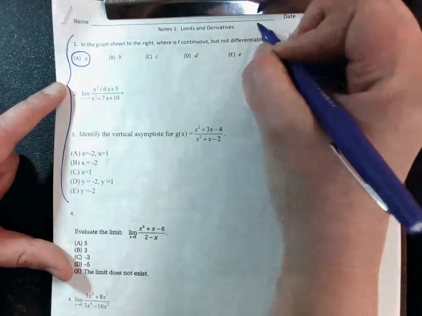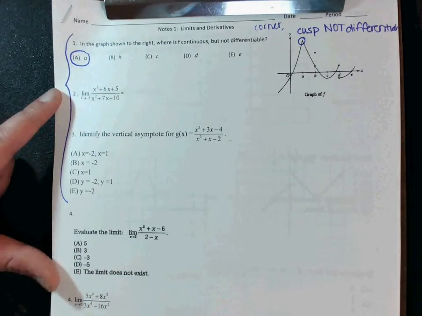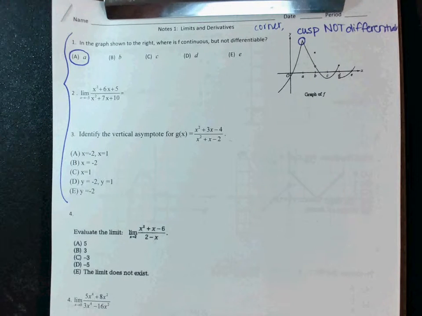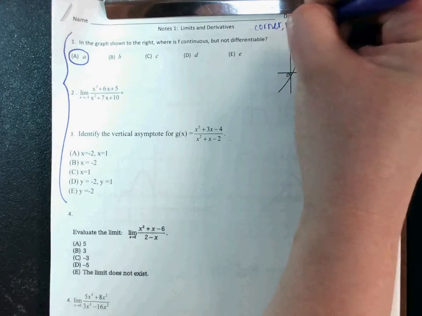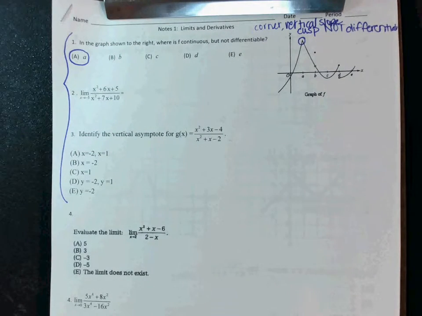A corner. If there's a break in the graph, like if it's not continuous, that would also count as not differentiable. The other thing is that if there is a vertical slope, that also counts. Now that doesn't happen here, but you should know that if it did, that would also count. So I'm going to put vertical slope. But A is the correct answer. Okay, go to number 2.